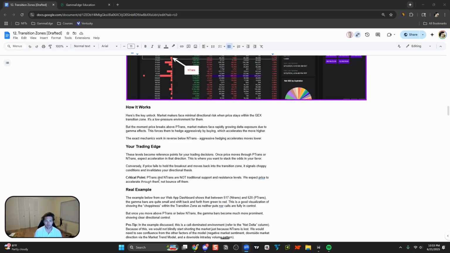And these are the exact same mechanics in reverse below N-trans, which is the bottom side of that transition zone.